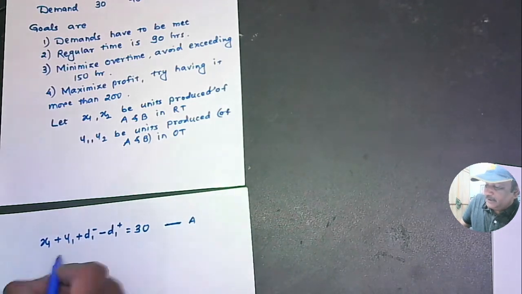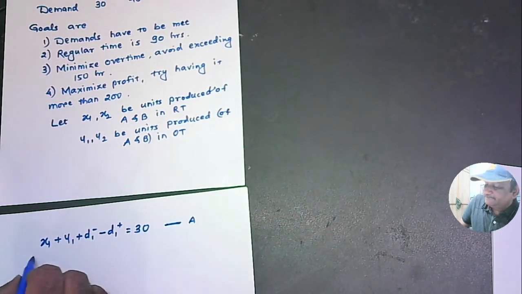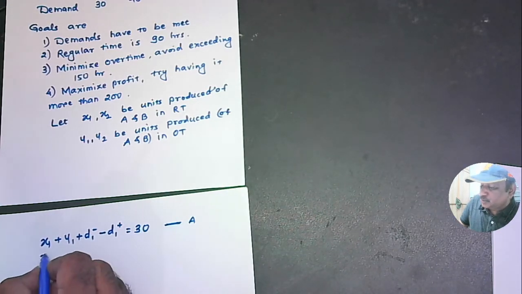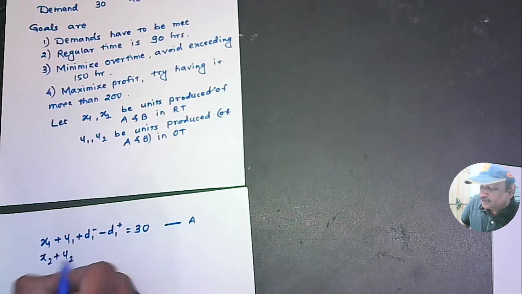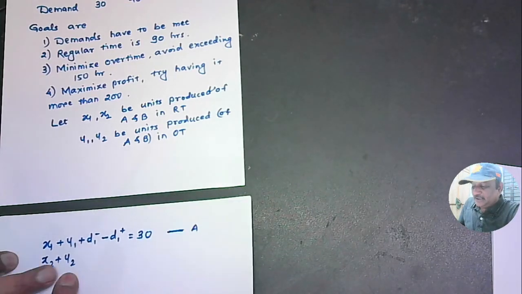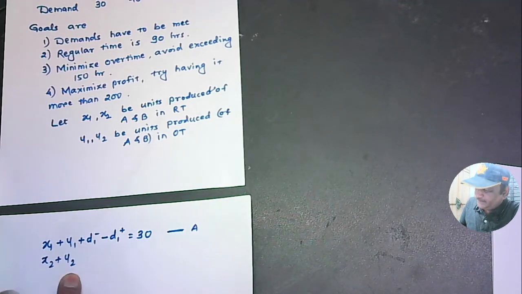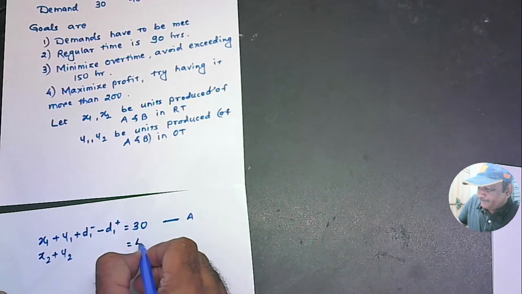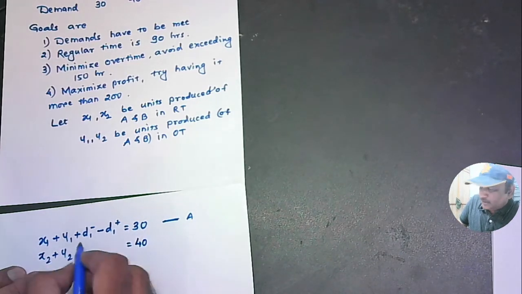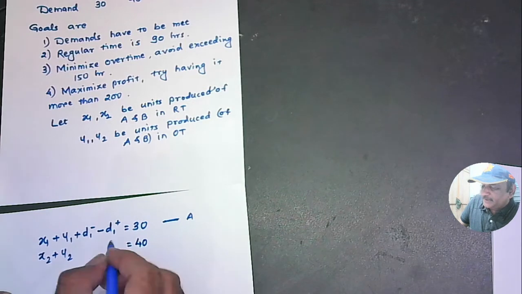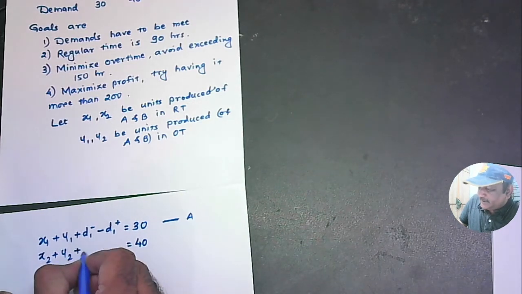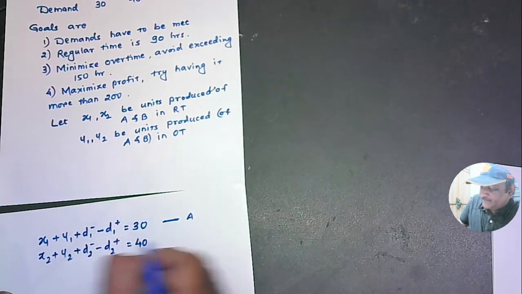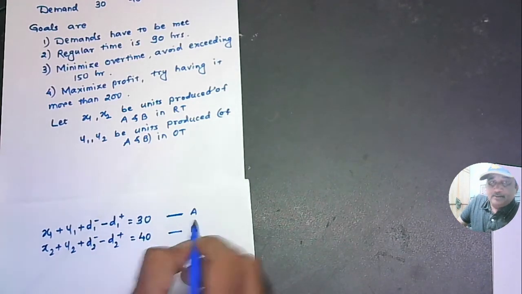Demand of A. And another is what? X2 plus Y2. X2 is the regular time production of B and Y2 is the overtime production of B. Okay, and that has to be equated to 40. Now there could be underachievement or overachievement like for product A. So here I am writing plus d2 minus and minus d2 plus. This is for B. Alright.